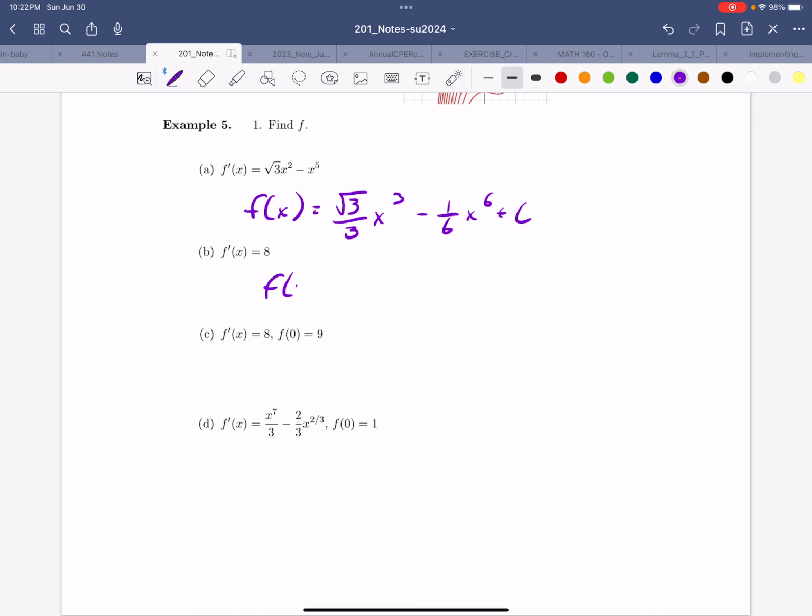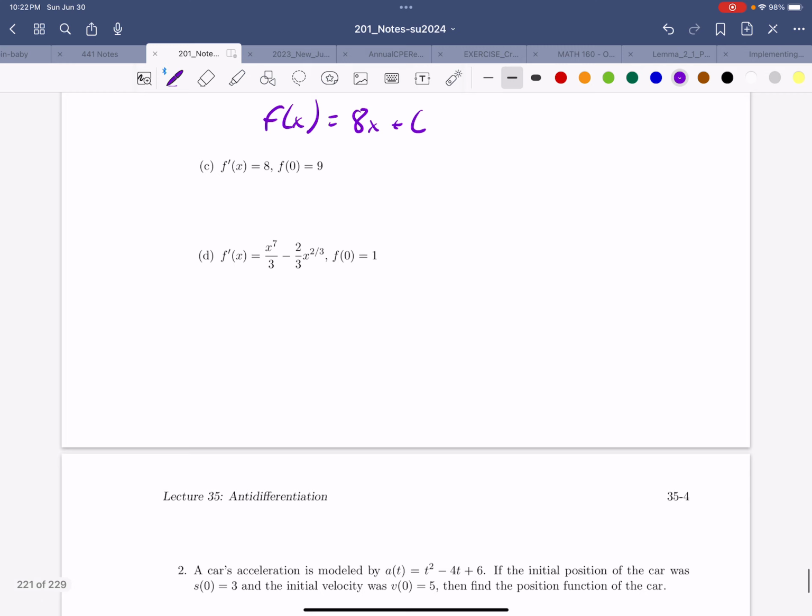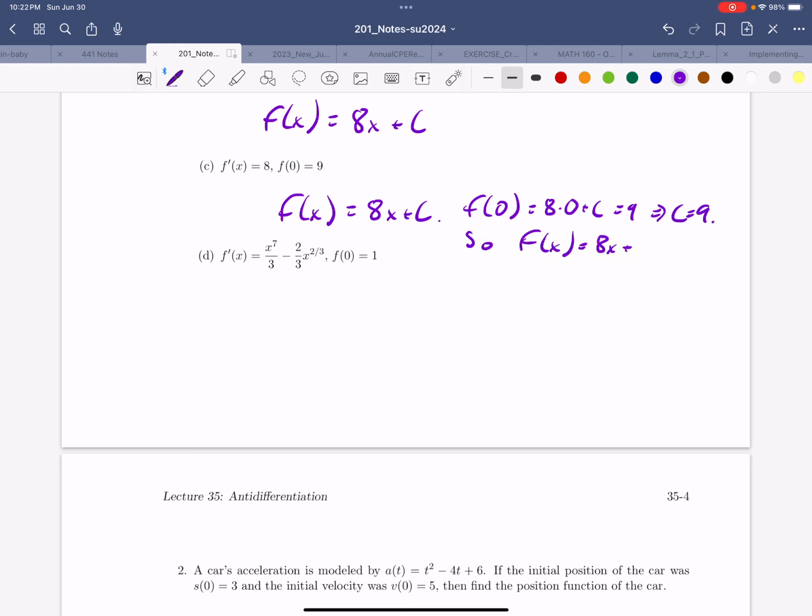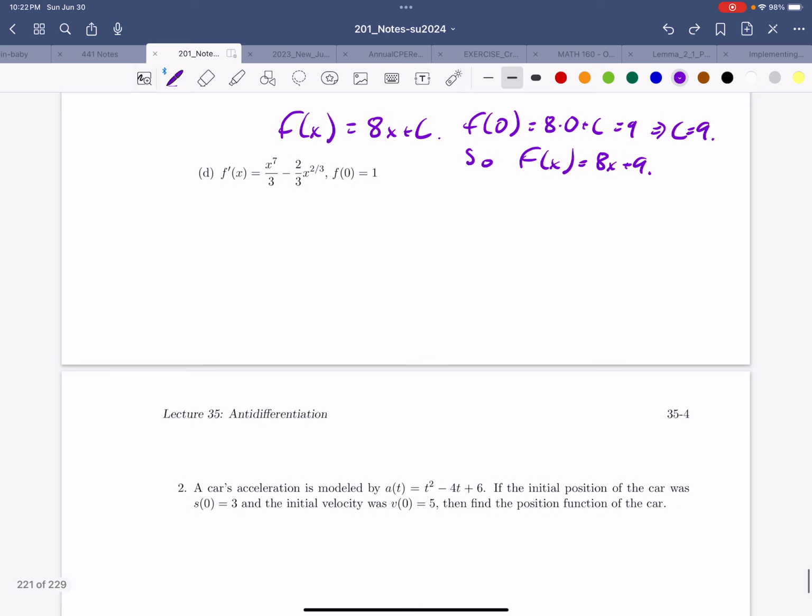All right, we get that. We get that. Here we have the same thing, except now we have f of 0 equals 9. Well, that equals 8 times 0 plus c equals 9, which implies c equals 9. So f of x equals 8x plus 9. And remember, with an initial condition problem, I need you to write the final specific particular function for full credit.